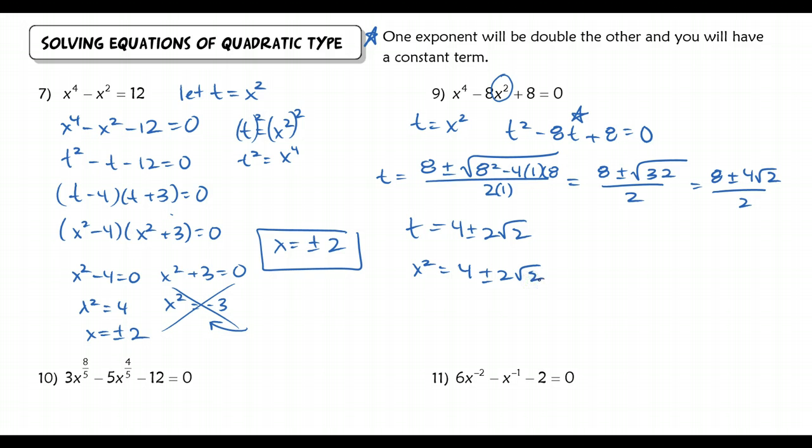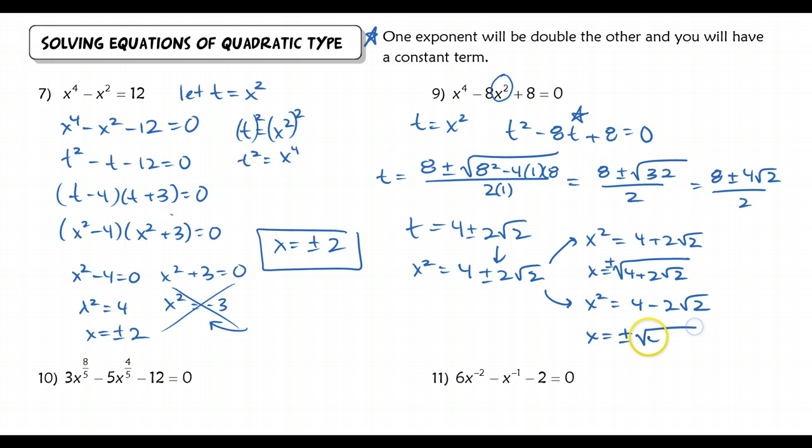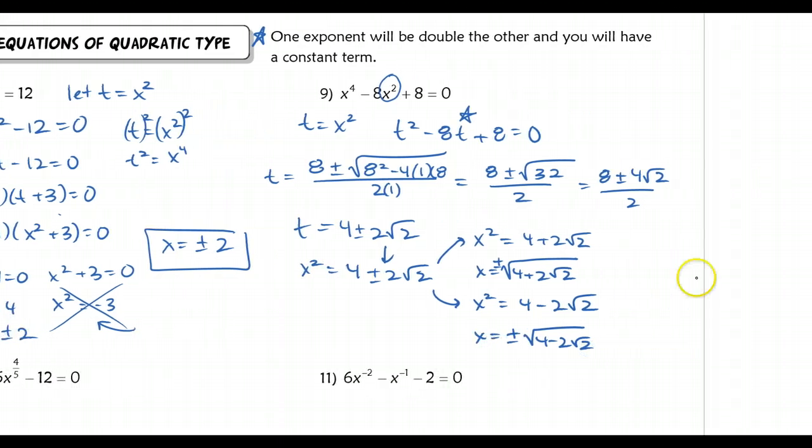So I now have two different equations here that I can solve. x squared is going to equal 4 plus 2 root 2, or x squared will equal 4 minus 2 root 2. Okay? So this branches off into two separate equations. Now when I take the square root here to solve for x, if I take the square root of the right-hand side, I end up with two solutions here as well, positive or negative square root of 4 plus 2 root 2. And here as well, if I take the square root, I end up with positive or negative square root of 4 minus 2 root 2. So we actually have four distinct real solutions.